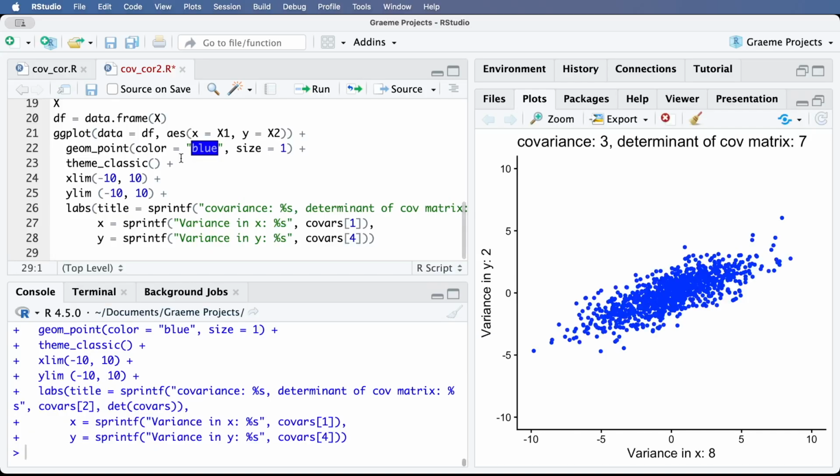So we can hit enter on that and have a look at our graph here. And so you can see that we have a positive relationship between our x variable and our y variable here, with much more spread in our x variable, since it has a variance of 8, while our y variable has a variance of 2. We're also going to see a covariance of 3, which means that it has a strong covariance. As you increase x, you'll see a corresponding increase in y.